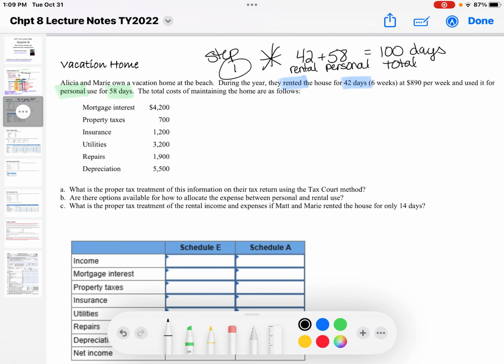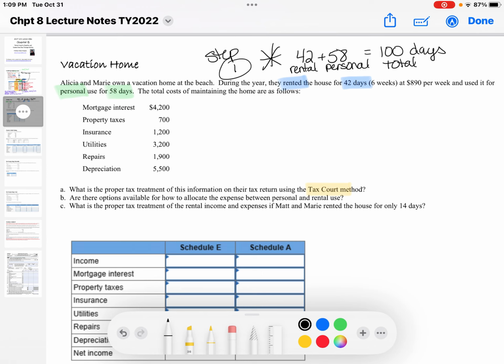All right, we are using the tax court method. So they tell us about the tax court method and the IRS method. Let me highlight that a different color. Okay, so here's basically what we know. With the tax court method, we get to deduct two things, mortgage interest and property taxes, using a different formula. And for the rest of everything, we have to use the regular number of days rented over total days. So that's the tax court method, right?